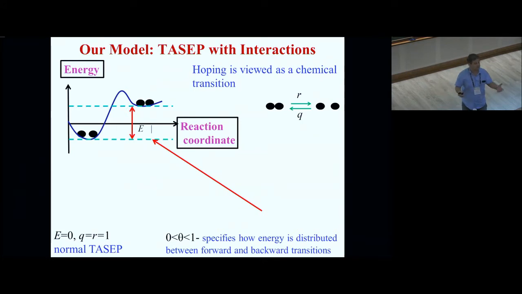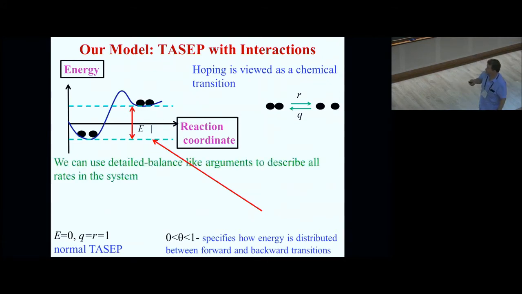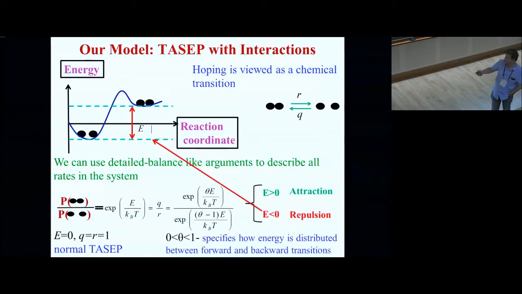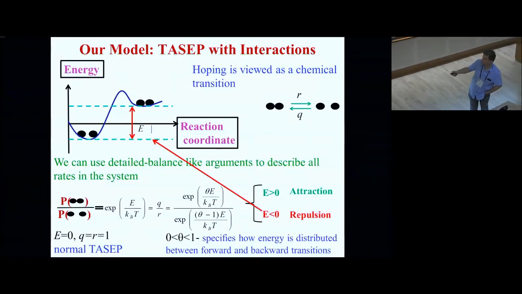So it is a generalization of the totally asymmetric model with interactions, but interactions are taken here in a thermodynamic way, because we can use a detailed balance argument to say what is the ratio of these rates. We can say that the ratio of the rates of making a bond over breaking a bond is like a typical equilibrium constant in chemistry. So it's the exponent of the interaction energy. Very simple arguments here. And then we can even write explicit expressions for the rates. And again, in our notation, attraction is a positive energy, repulsion is a negative.